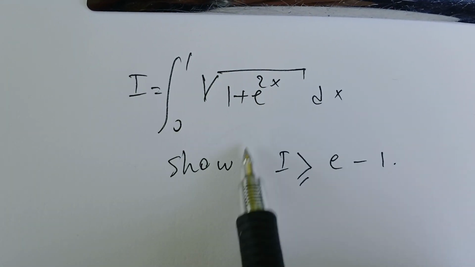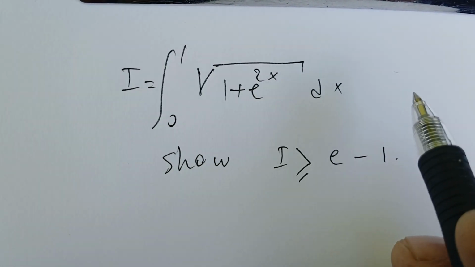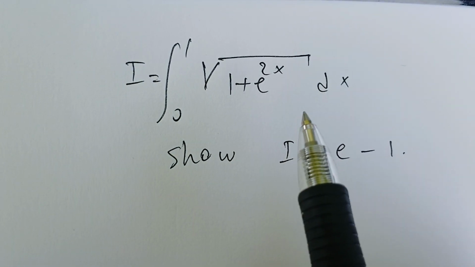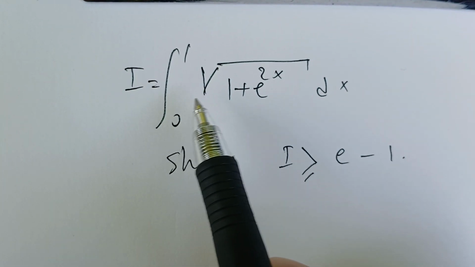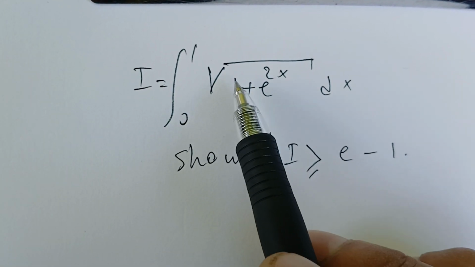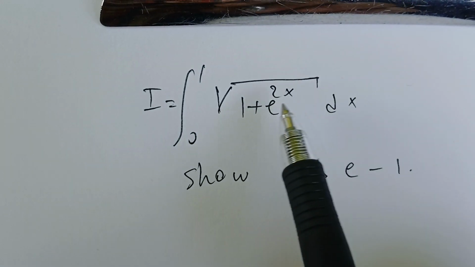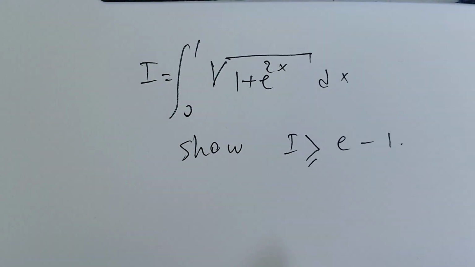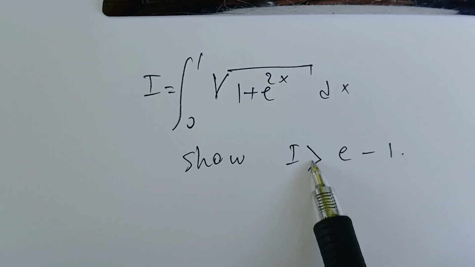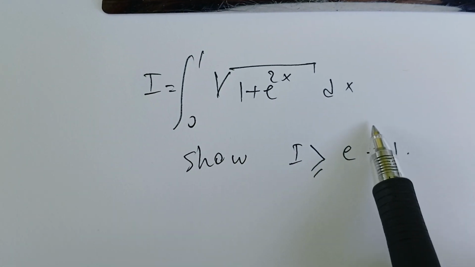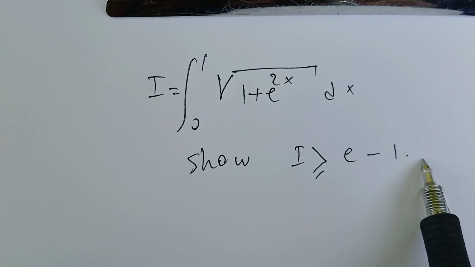Let's prove that I is bigger than e minus 1. Here we define I as the integral of the square root of 1 plus e to the power 2x dx between 0 and 1. Clearly we see that this integral is bigger than e minus 1.